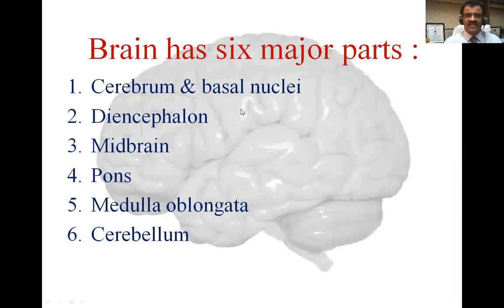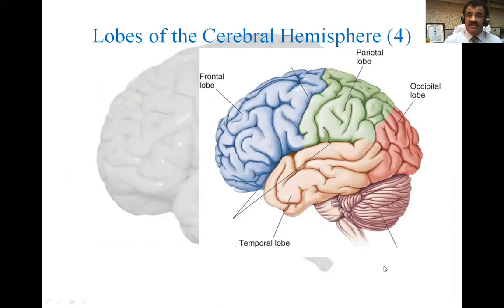These are the parts which we are going to study all throughout the course of neuroanatomy, like cerebrum and basal nuclei, diencephalon, midbrain, pons, medulla oblongata, cerebellum, and remaining other parts related to the central nervous system.